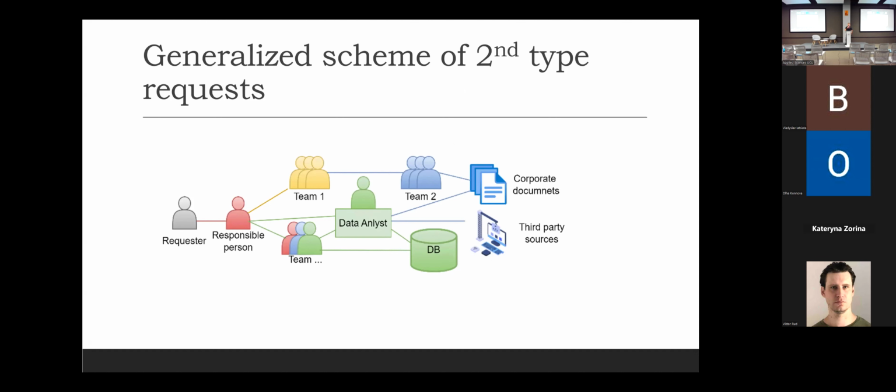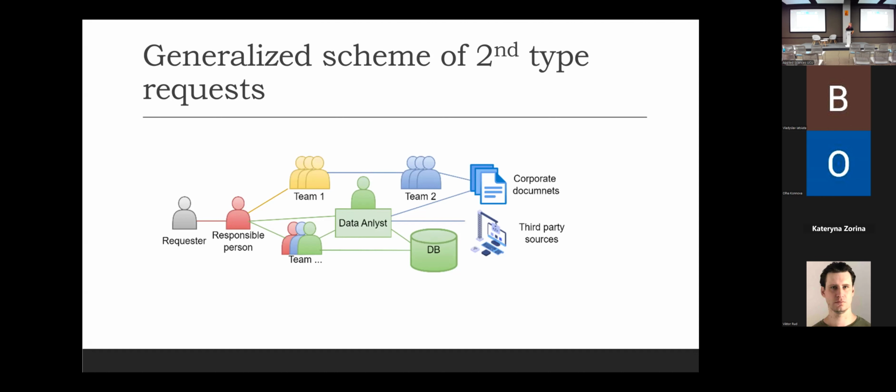So the requester sends the request to the responsible person, and the responsible person contacts different teams like the support team, data analyst, legal team, quality assurance team, and others. They get their necessary information from databases, corporate documents, and sometimes from third-party sources. They return all the data to the responsible person, and after that, he gathers all the responses, combines them, and returns them back to the requester.